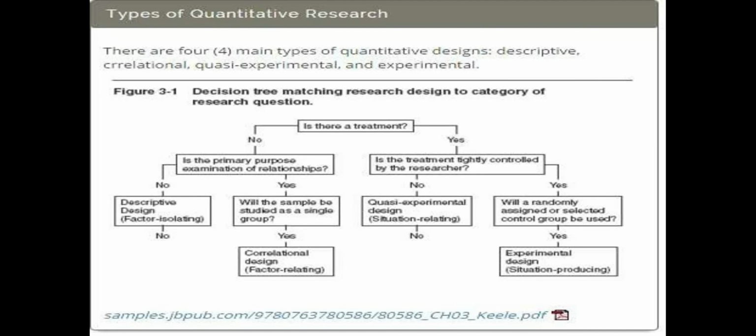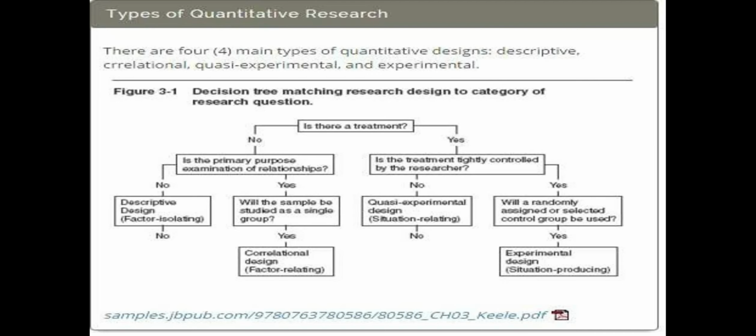Is there a treatment? If there is a treatment, then we ask the next question. Is the treatment tightly controlled by the researcher? If it is not controlled, or there is no control there, no randomization, we use quasi-experimental design. Now, if it is tightly controlled, and if there is randomization, then we use experimental designs.